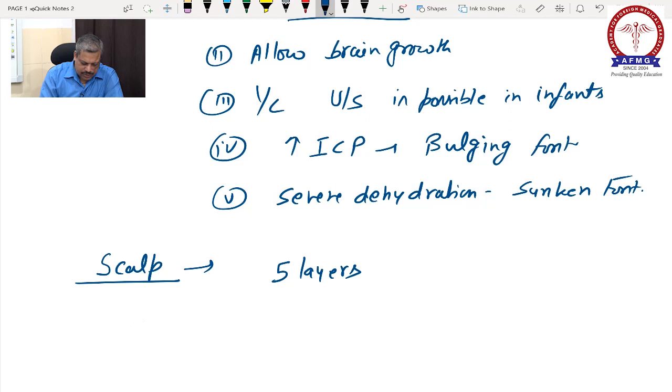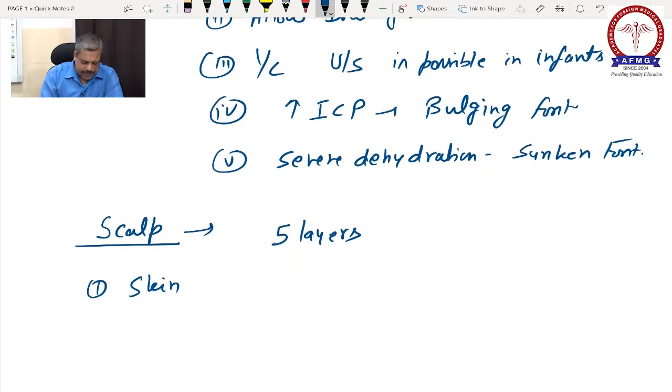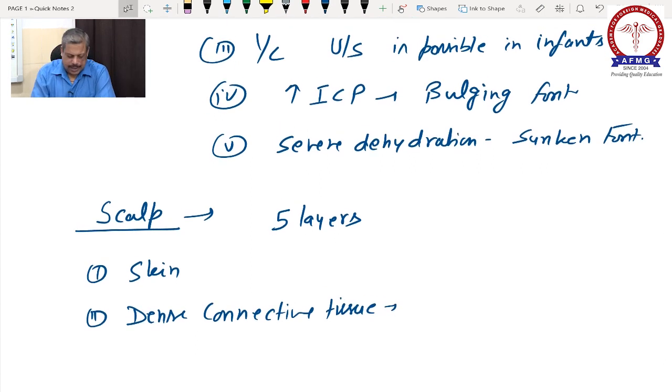How? S for skin. This is the first layer. The second layer is the connective tissue, the dense connective tissue. Dense connective tissue is the second layer of the scalp, containing the neurovascular bundle.